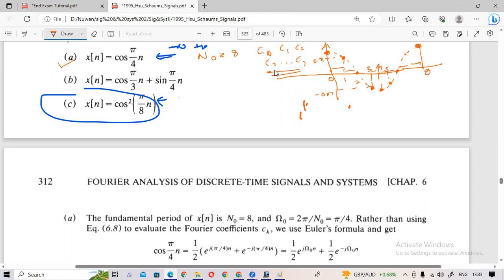Actually this kind of question is hard to draw by hand. You have to use MATLAB to draw this signal. Using MATLAB, you can draw this.